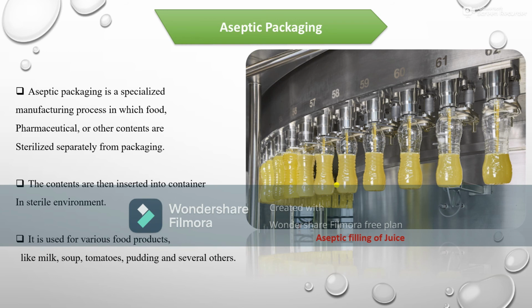There is aseptic packaging. Aseptic packaging is a specialized manufacturing process in which food, pharmaceuticals, or other contents are sterilized separately from packaging. Aseptic packaging is also known as the modern packaging method. It is completely technological and scientific packaging. The contents are then inserted into the container in a sterile environment. During the filling of the product, or during the canning or bottling of the product, all conditions are in a sterile environment. It is used for various food products like milk, soup, tomato, pudding, and several others.